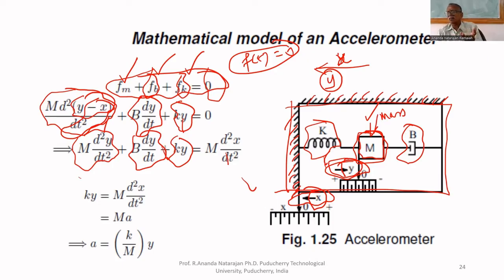We are going to find the acceleration of a car. Its displacement is x. So what is the acceleration of the car? d square x by dt square. Therefore, we are interested in d square x by dt square. We have to find the acceleration because it is an accelerometer. We have to measure the acceleration. So we can simply put ma. Here, m d square y by dt square plus b dy by dt plus ky equal to m d square x by dt square.